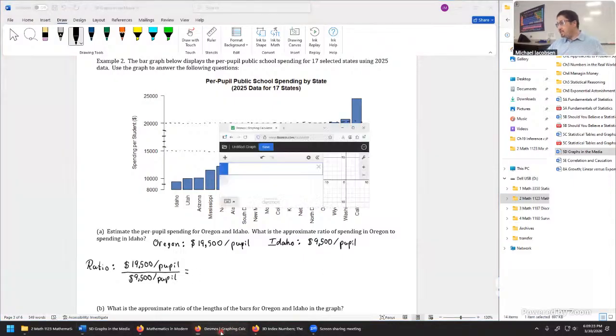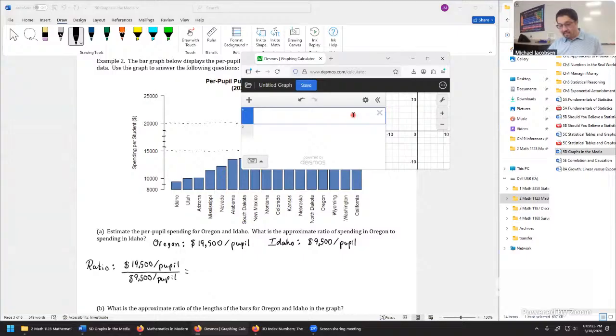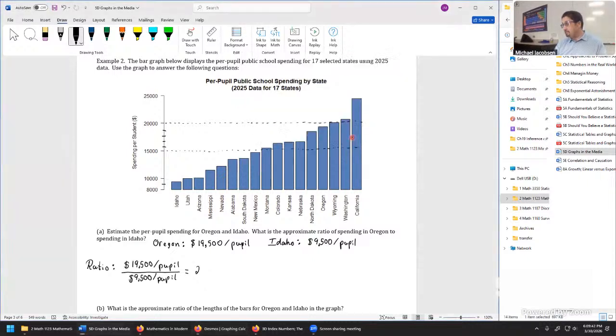So here's the ratio that we get. Consulting the calculator, we've got 19,500 divided by 9,500. So I forgot to say what to round to on this question. Sorry for that distraction. I'd say 2 decimal places is about what you're going to see in the homework for these kind of questions. So this will be about 2.05.